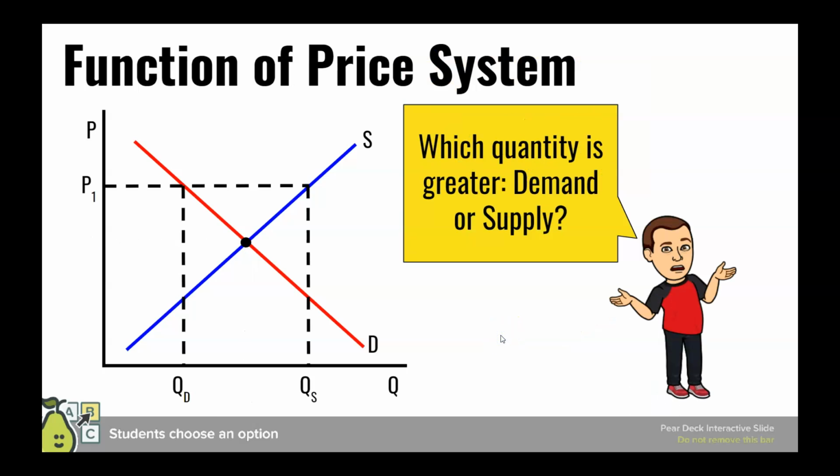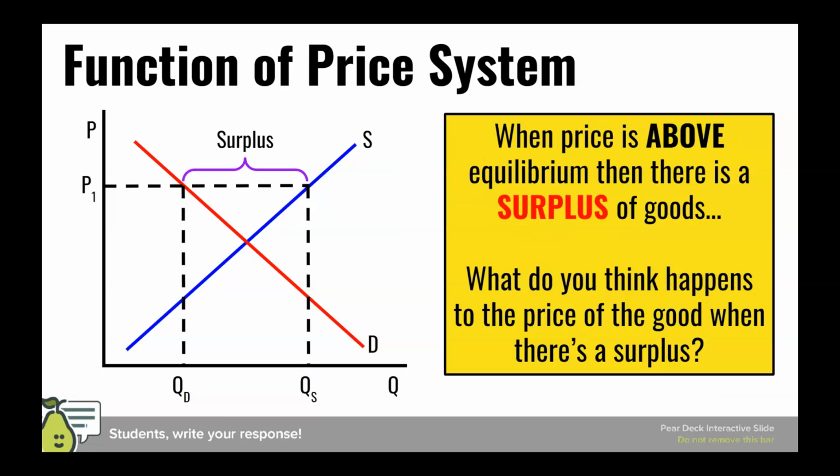If the price were to be above equilibrium, then ask yourself this as you're looking at it. Which quantity is greater? The quantity demanded or the quantity supplied? If we look at the graph at the price of P1, we come horizontally across. We see it crosses the demand curve at a quantity, and it hits the supply curve at a greater quantity. There is more supplied than there is demanded. When that happens, we say that there is a surplus. So when price is above equilibrium, there is a surplus of goods.